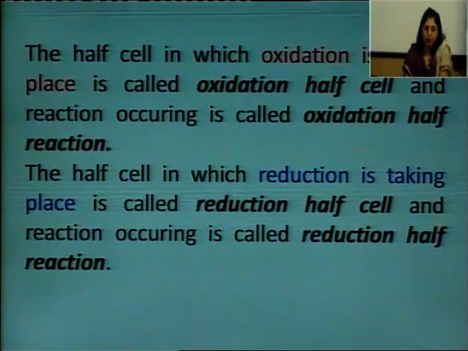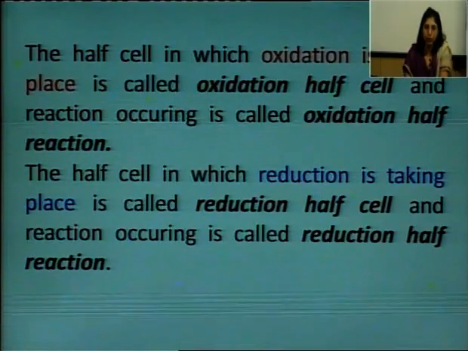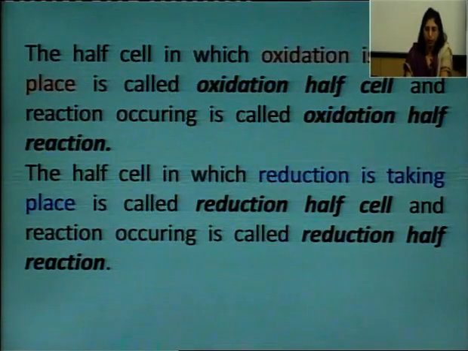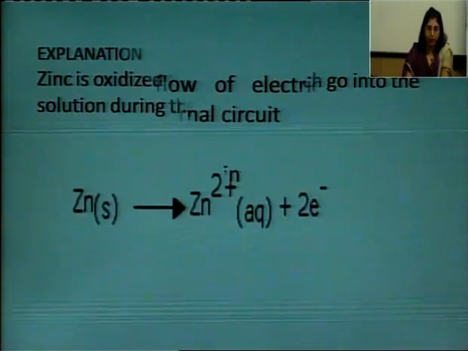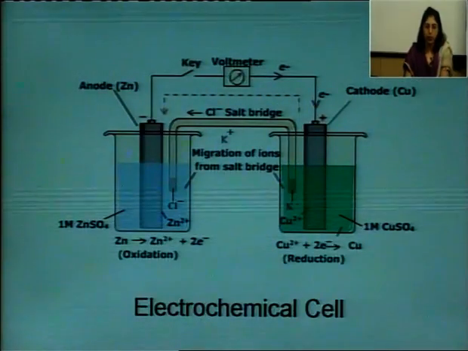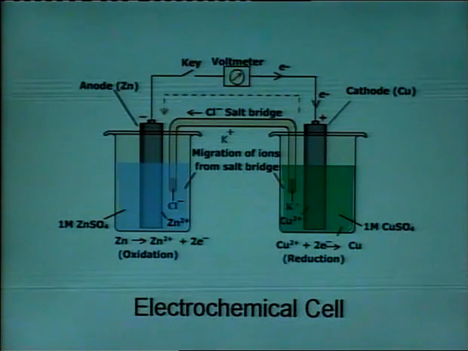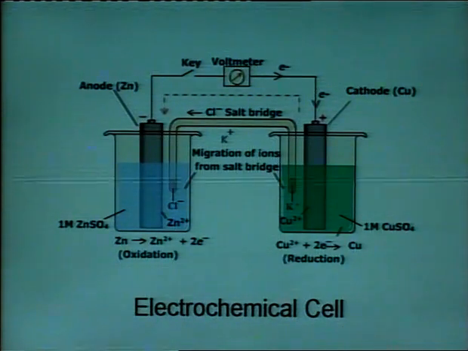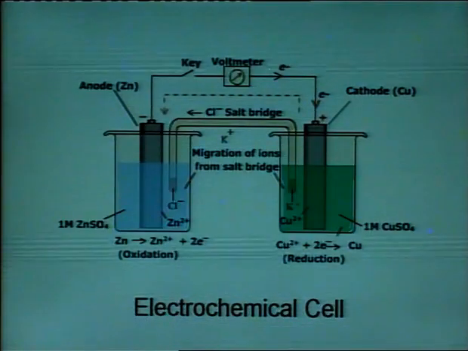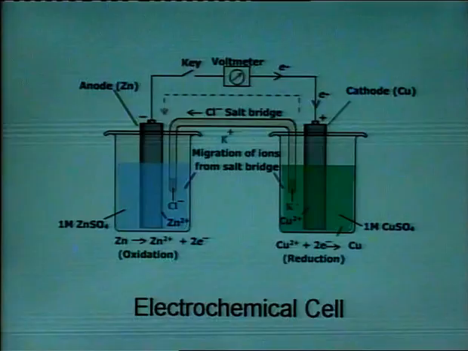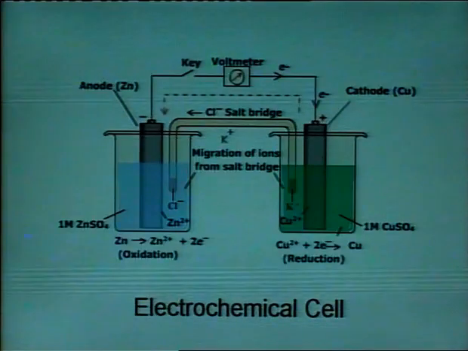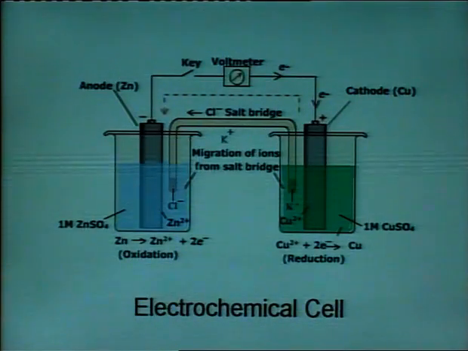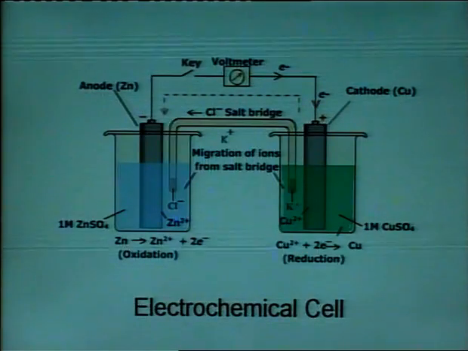The half cell in which oxidation is taking place is called the oxidation half cell, and the reaction occurring is called the oxidation half reaction. As in the electrochemical cell, on the zinc side oxidation is taking place. So, this is the oxidation half cell and the reaction shown below this beaker is known as the oxidation half reaction. Similarly, the second beaker in which reduction is taking place is called the reduction half cell and the corresponding reaction taking place is called the reduction half reaction.